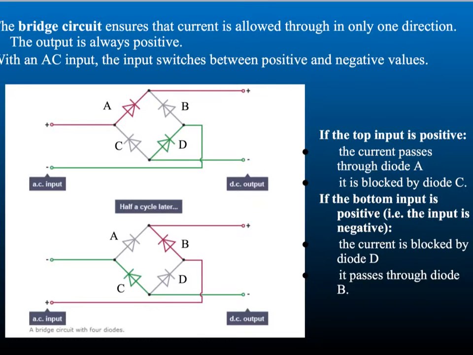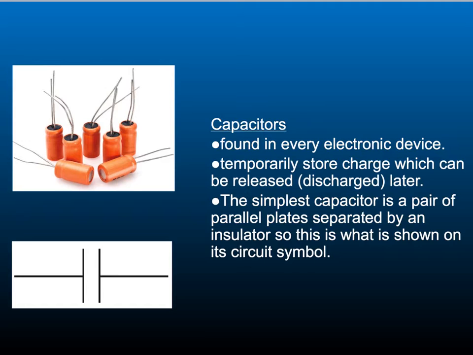If the top input is positive, the current can pass through diode A, but it's blocked by diode C. If the bottom input is positive, or the overall input is negative, the current is blocked by diode D, and it passes through diode B, all resulting in a positive output.